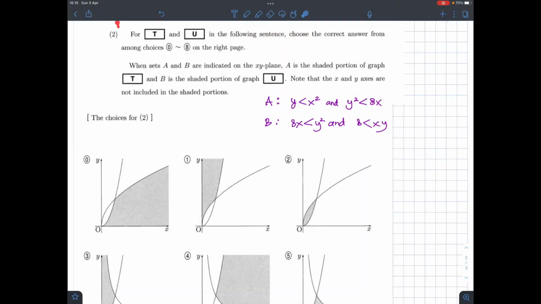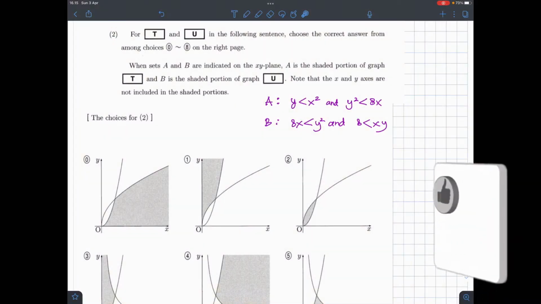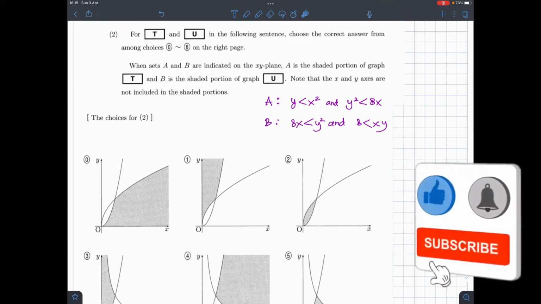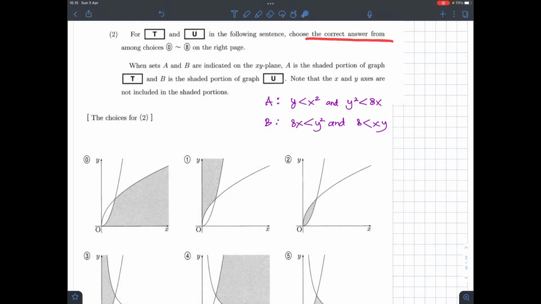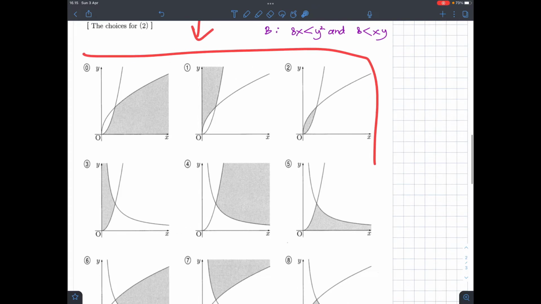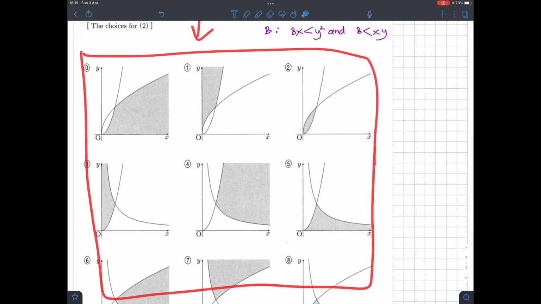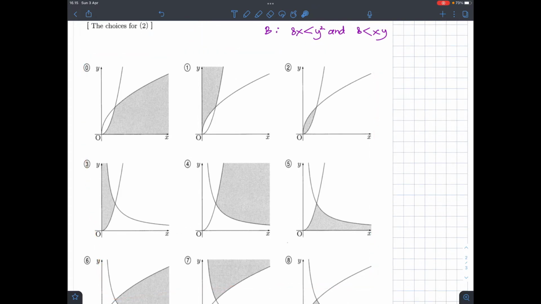Let's continue to the second part. Let's do number 2. For t and u in the following sentence, here and here, choose the correct answer from 0 to 8 in the right page. It means from this graph, 0 to 8. They provide you the options.